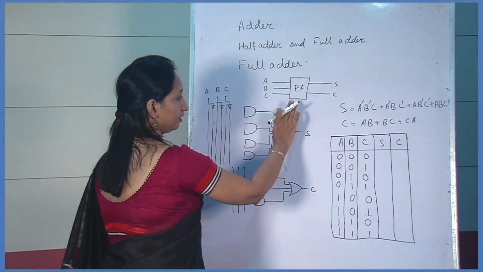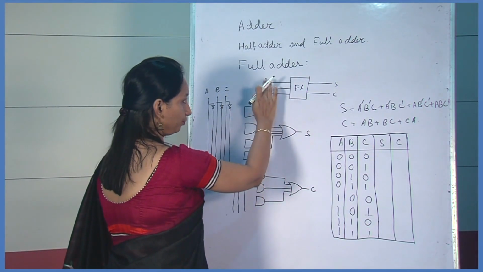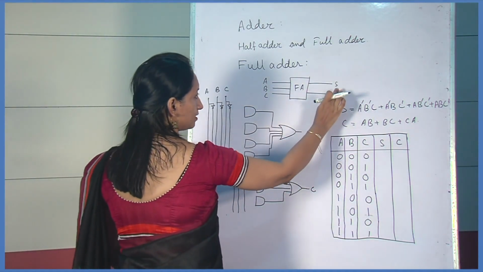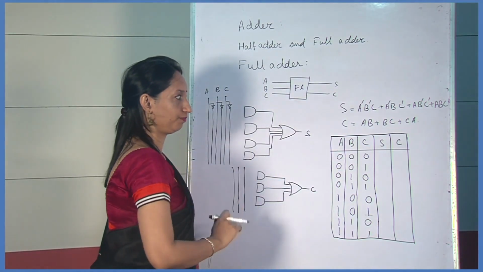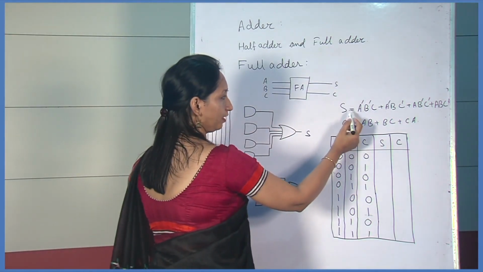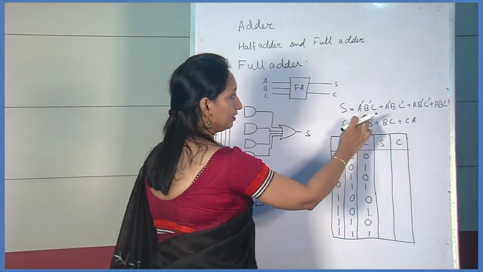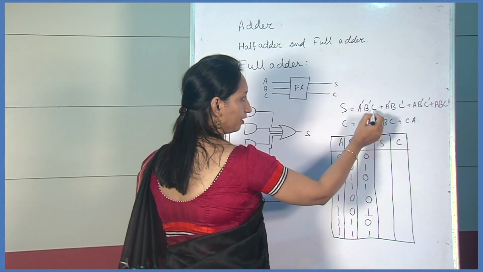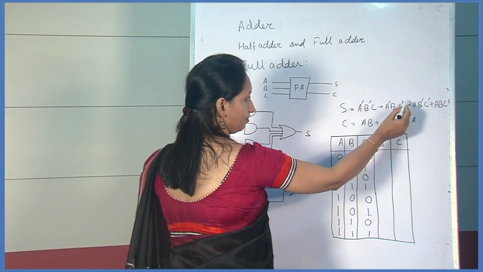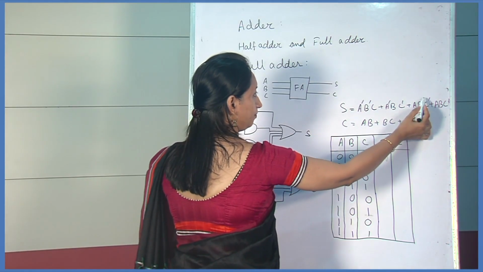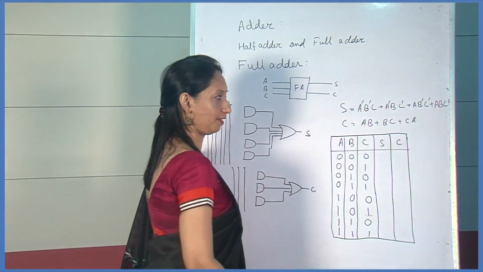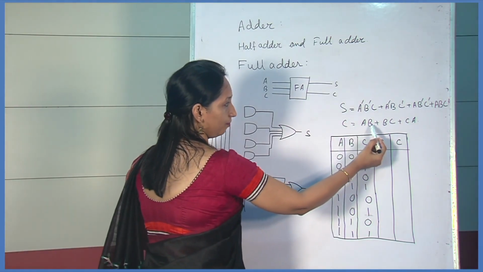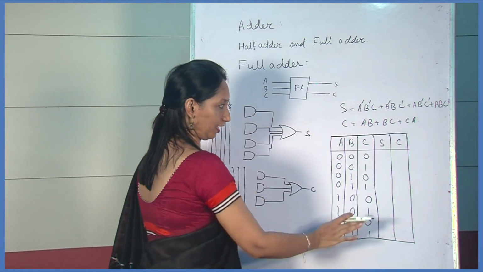Now let us see the truth table and the logic circuit of a full adder. This is the block diagram: 3 inputs A, B and C and 2 outputs S and C, sum and carry. The sum is represented by A bar B bar C plus A bar B C bar plus A B bar C bar plus A B C, and the equation of the carry is A B plus B C plus C A.